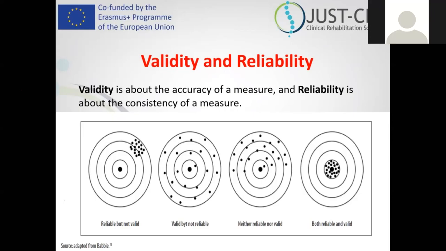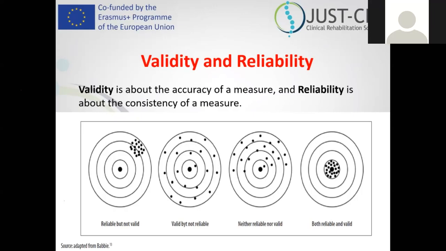In the second image, the instrument or the outcome measure is valid but not reliable. Valid because it assesses all components or aspects of the construct, but the results are widespread. That means each time I measure or use this outcome measure, it gives me different results. It could be at the bottom, at the top, at the right or the left. So there's no consistency in the results, and hence it's valid but not reliable.